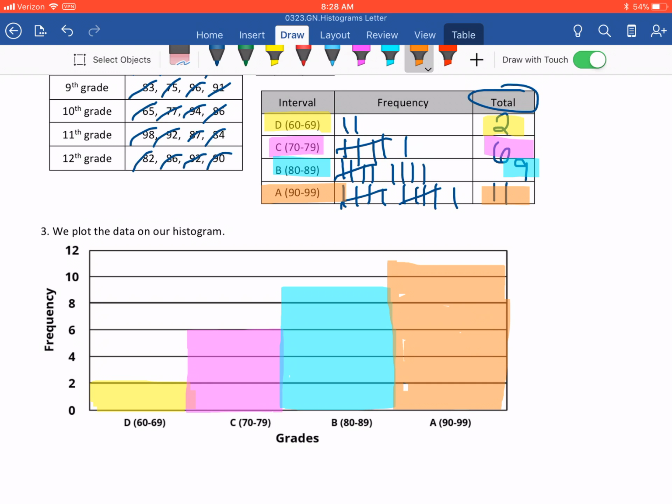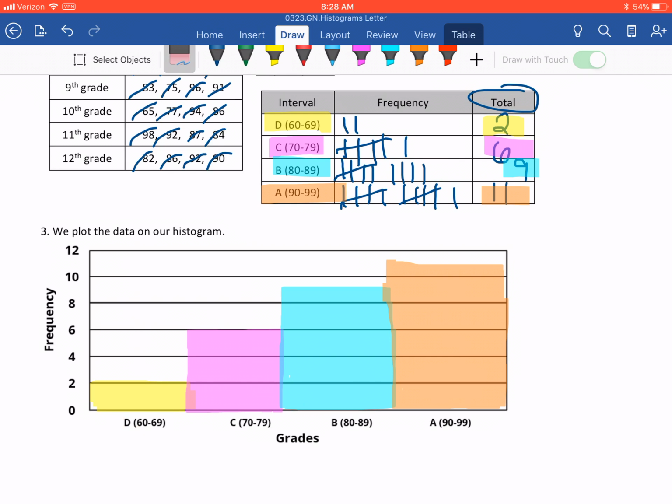Make it nice and pretty. There. So this looks very similar to a bar graph, but it's slightly different because, as we mentioned before, our intervals at the bottom are not single numbers or single animals or favorite colors or whatever. They are categories of numbers.